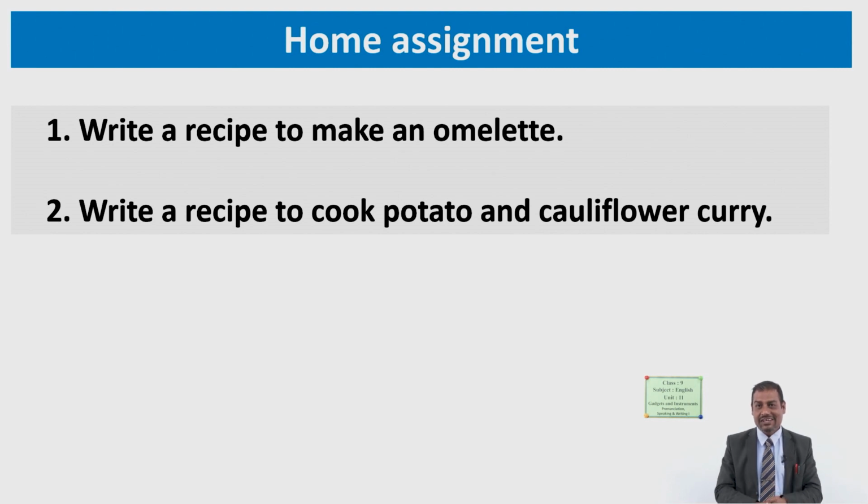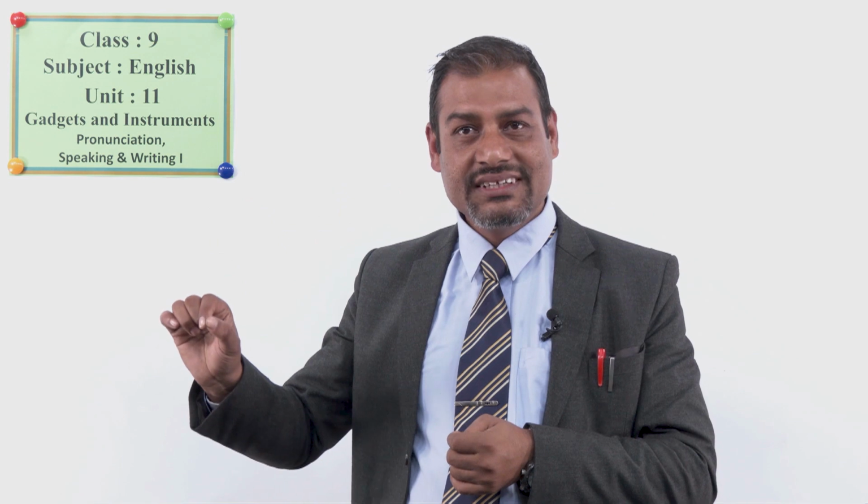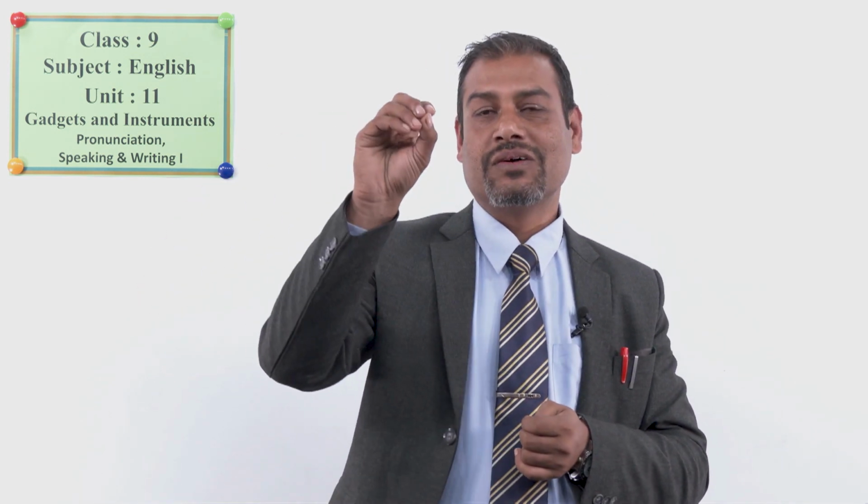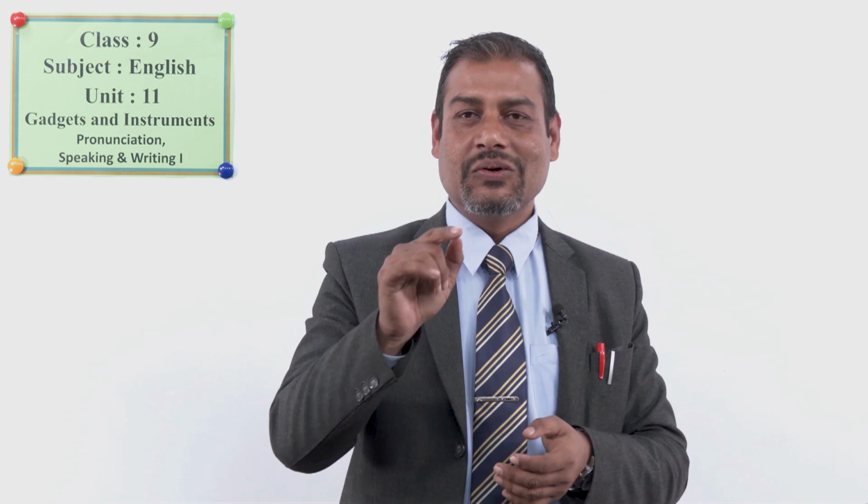So is it clear? So interesting homework for you. First of all, you have to make an omelette, and then you have to cook potato and cauliflower curry, and then you have to write down in your exercise book. Is it interesting to you? Good. So don't forget to do your homeworks and show it to your English teacher.